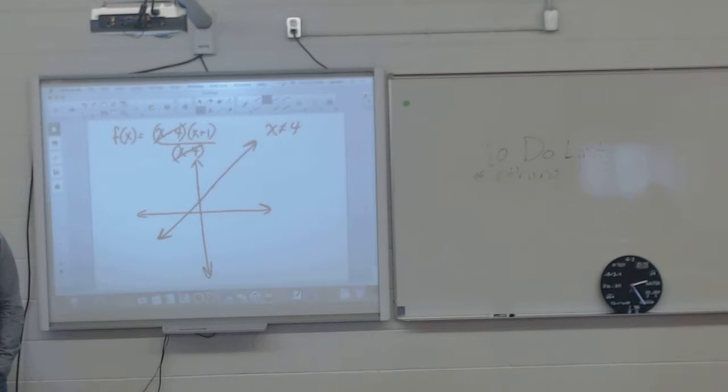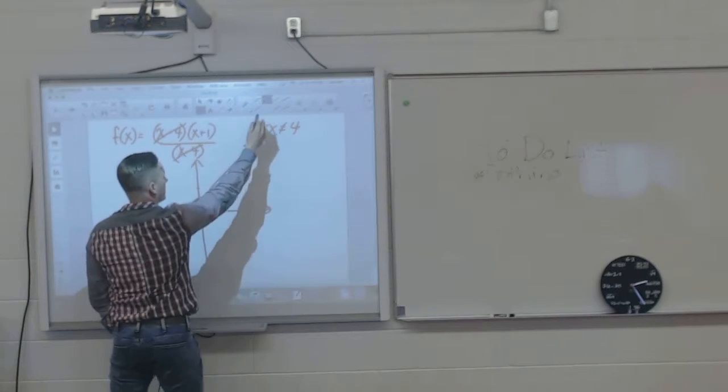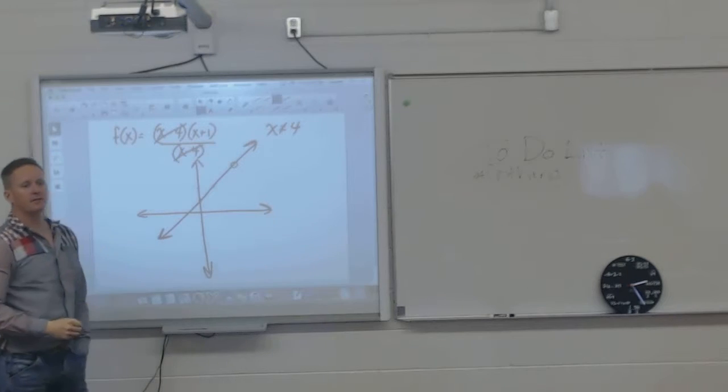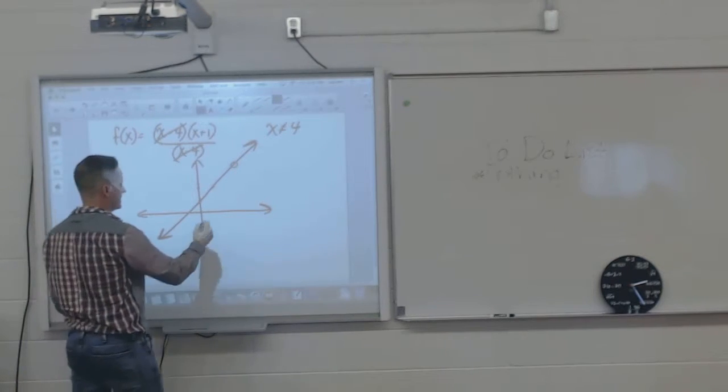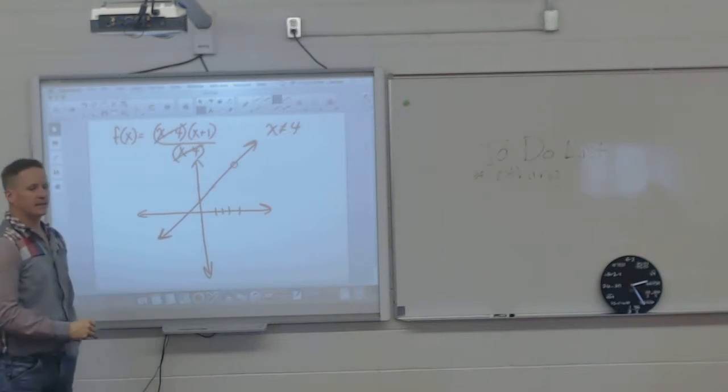Now, the only thing I did not tell you yesterday is when you do your point of discontinuity, you actually have to find out what the coordinate value is of it. So I go to where x equals 4. Let's say it's somewhere right there. I put a dot on it. 1, 2, 3, 4. So that is at x equals 4.